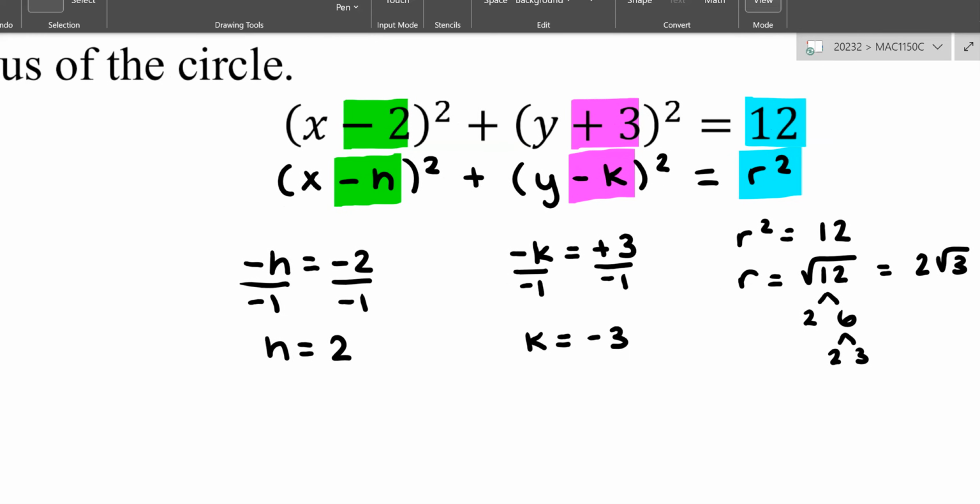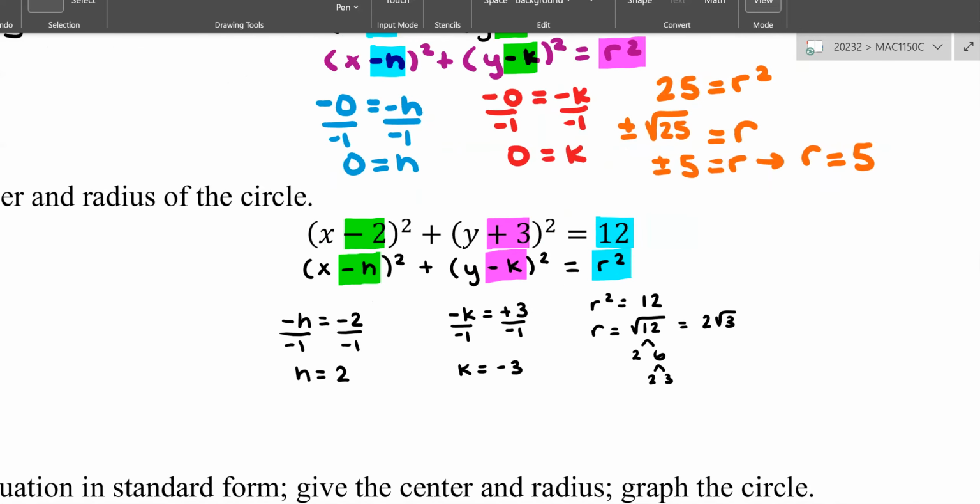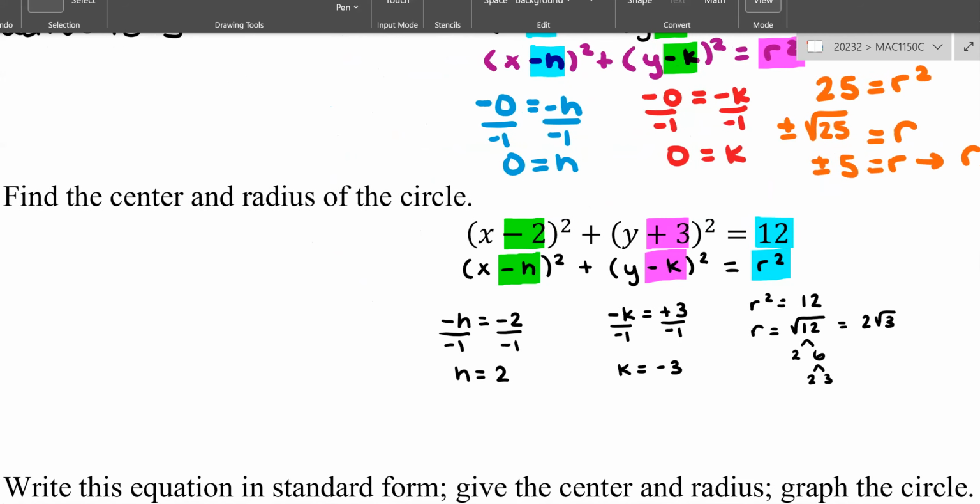So now let's answer the question. Now that we did all the math, the center is h comma k. So that would be 2 comma -3. And the radius would be 2 times the square root of 3. Just a coincidence that there's 2's and 3's in both.